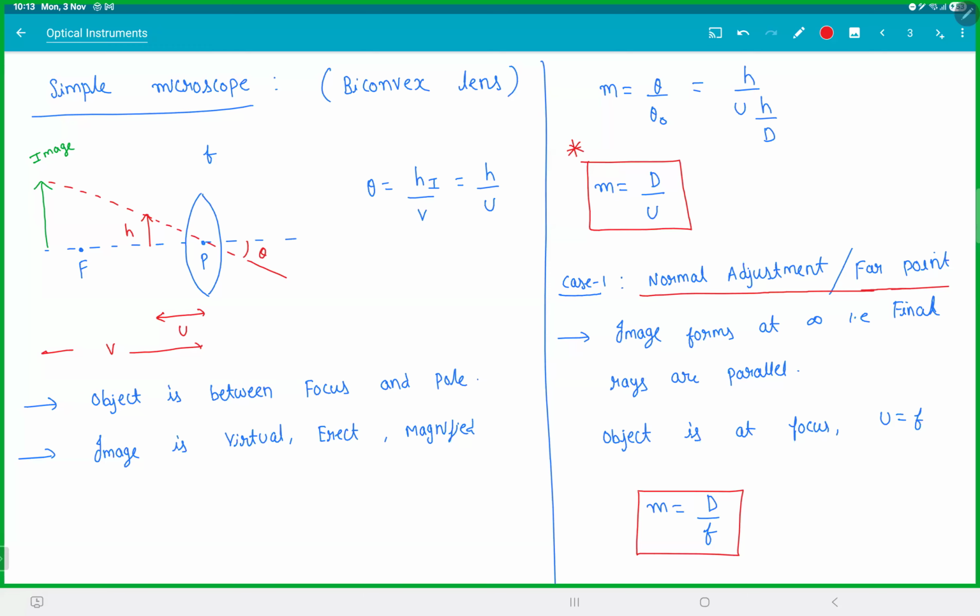What is the magnification of simple microscope in normal adjustment? D by F. D is 25, F will be given. There is a direct question like this. They said focal length of a lens is 5 centimeters. Find the magnification of simple microscope in normal adjustment.